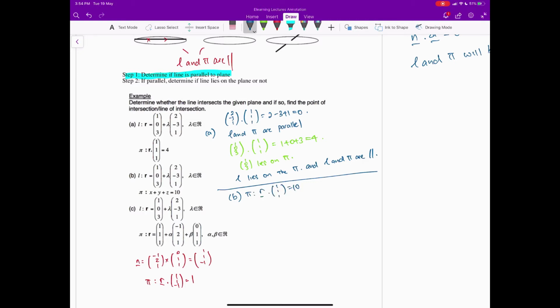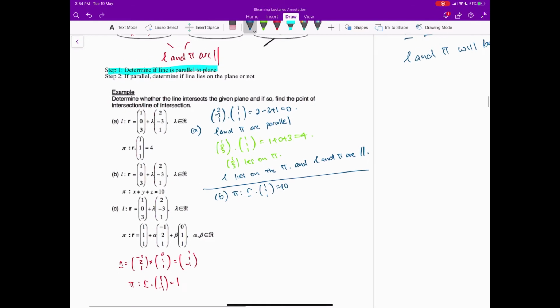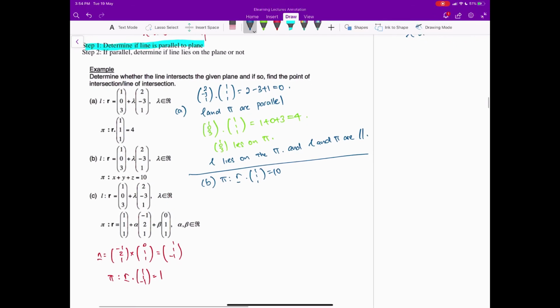Equal to 10. Okay, so from here, same thing, I'm going to check whether the line and the plane are parallel first. So I'm going to take the direction of the line, which is (2, -3, 1), dot with (1, 1, 1). I should get 2 - 3 + 1, which gives me 0. So I can immediately say that the line and plane are parallel.